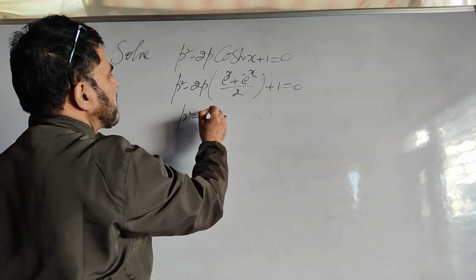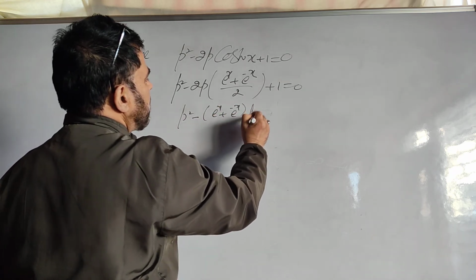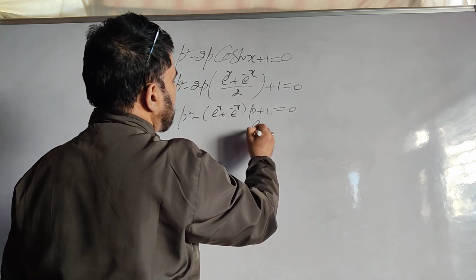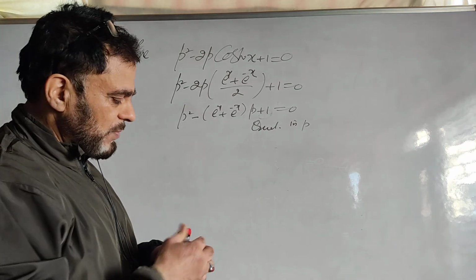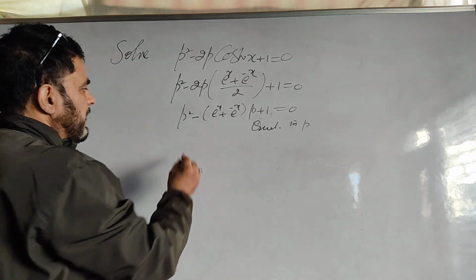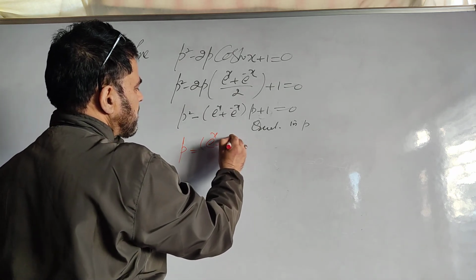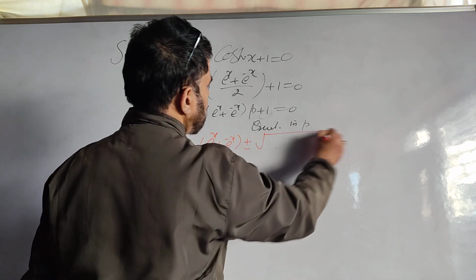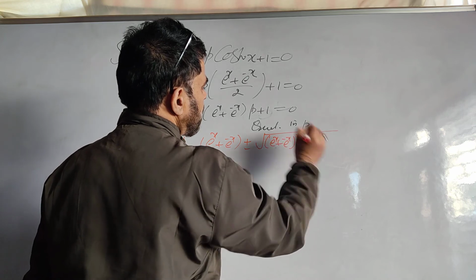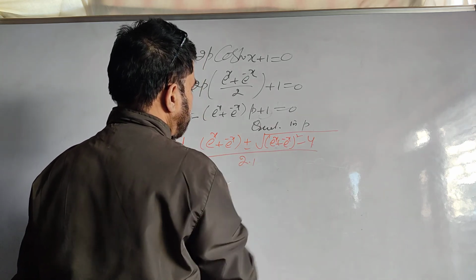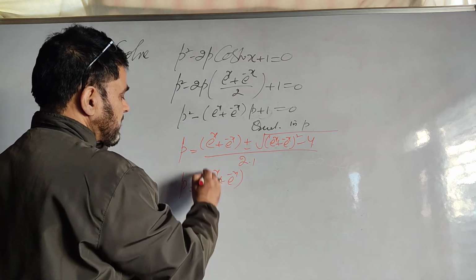It is p square minus e raised power x plus e raised power minus x times p plus 1 is 0. It is now again quadratic in p. You can solve it easily. What is its solution? You can write p is equal to e raised power x plus e raised power minus x, plus minus under root of e raised power x plus e raised power minus x whole square minus 4, by 2 into 1.